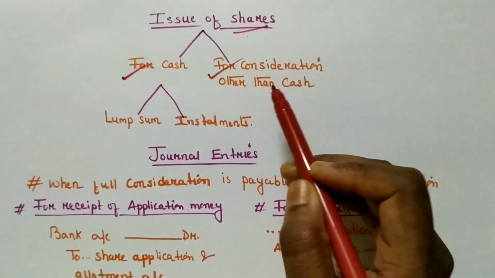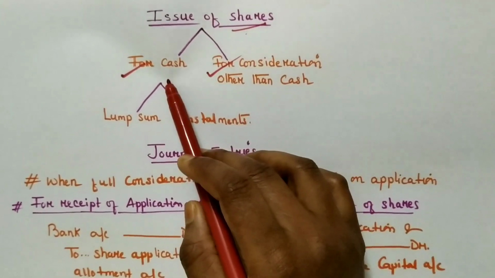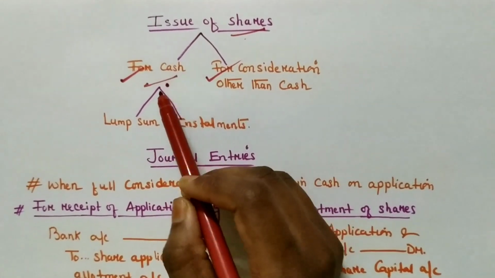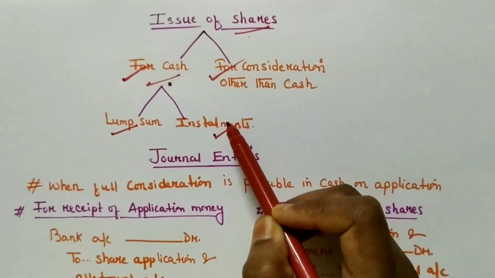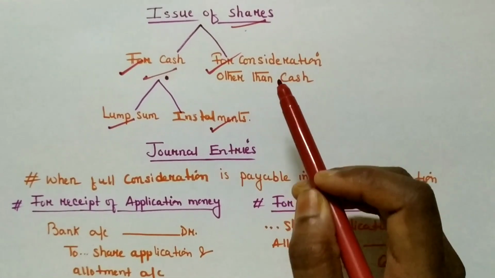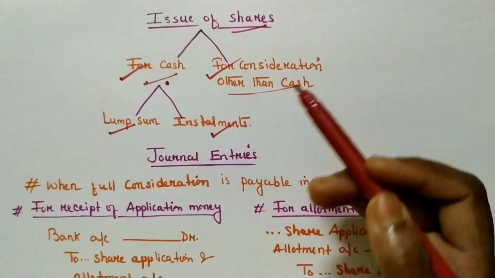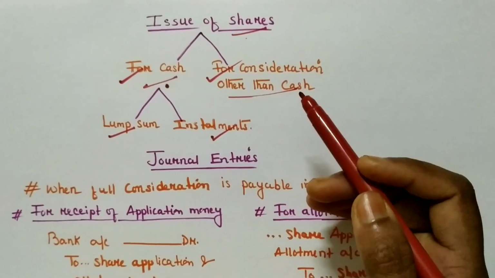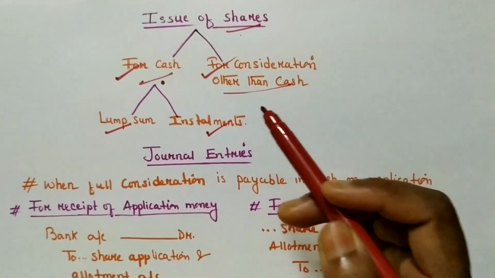consideration other than cash. Issue of shares for cash means collection of cash either at a time, that is lump sum, or in installments against the issue of shares. And issue of shares for consideration other than cash means that the company has received some benefit in kind and shares have been issued against that benefit.